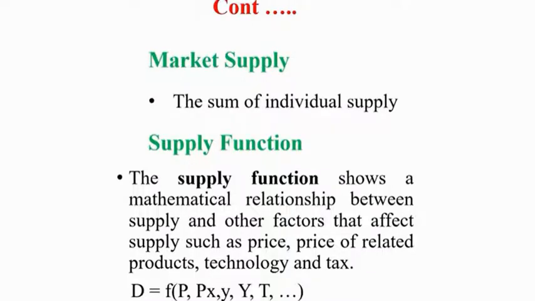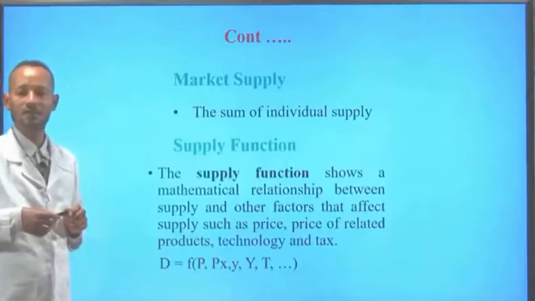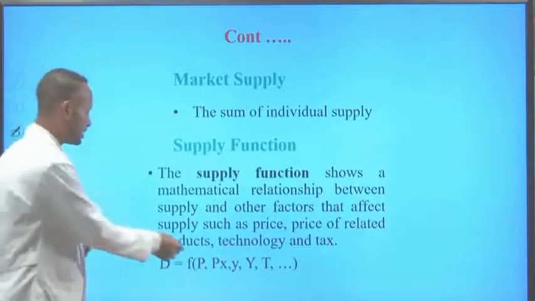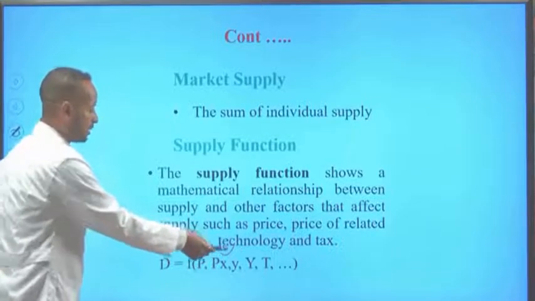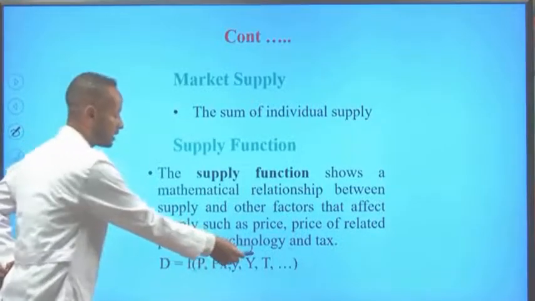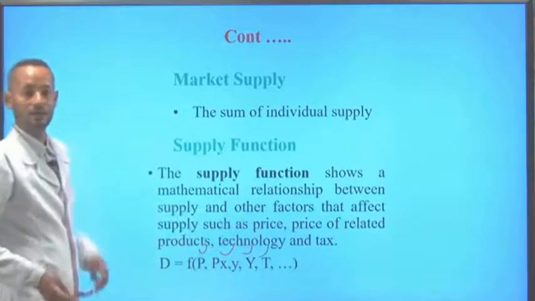Now let's see the supply function. The supply function shows a mathematical relationship between supply of a commodity and those factors that affect supply of a commodity, such as price of a commodity, price of related commodity, income of the producer, tax imposed by the government, and the likes.